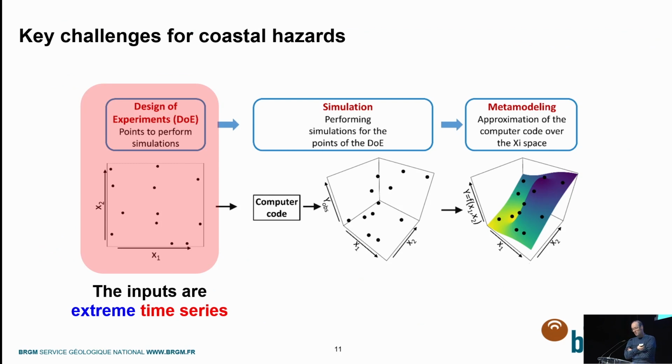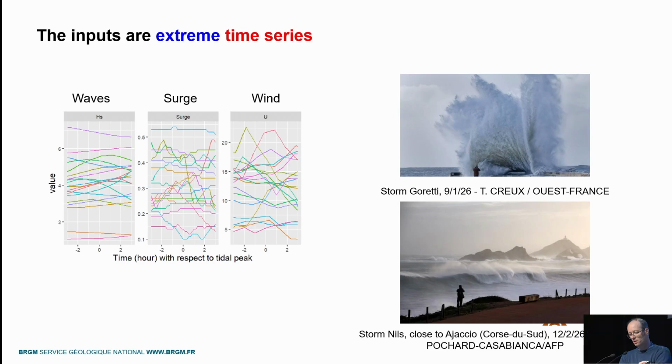Now, what are the challenges for our case of coastal hazards? The first point is that the inputs, the storm conditions that I spoke about, are a bit particular in our case. They are extreme, and they are functional in the sense that we are processing time series. That's the picture of what we are manipulating in practice. On the left, you have the functional conditions for wind, surge, atmospheric conditions, waves that we inject in the numerical model that we are manipulating.